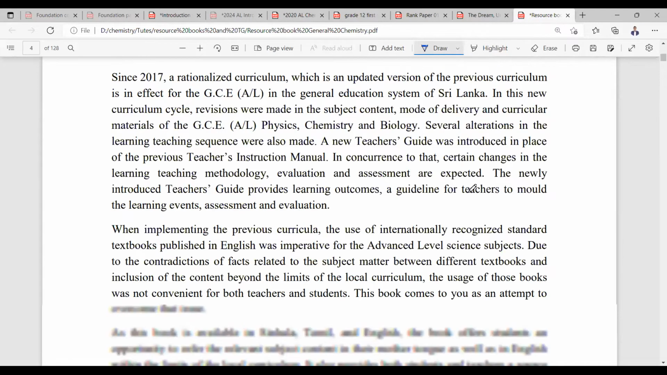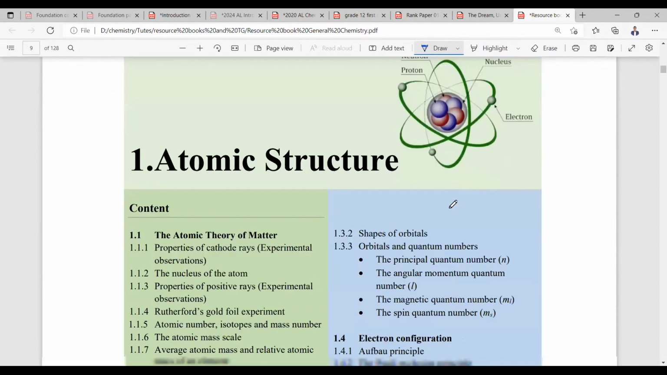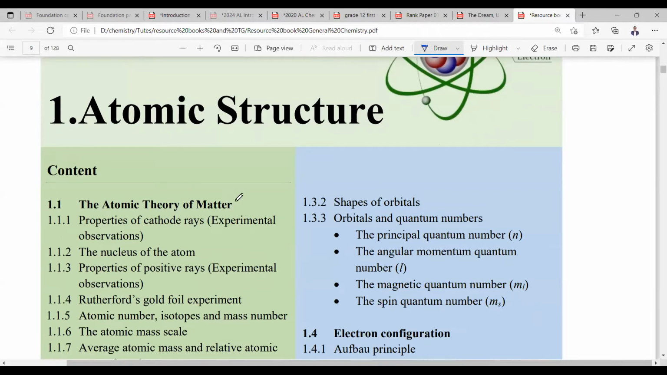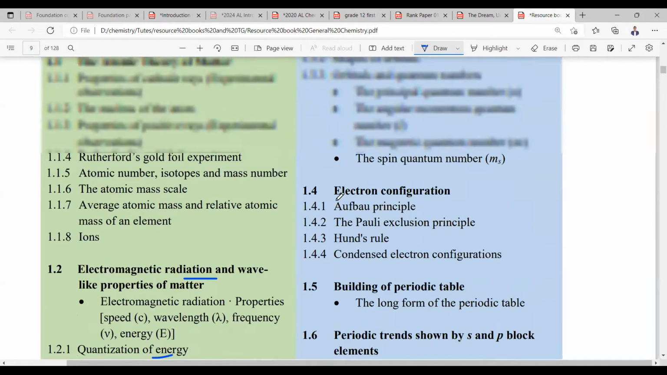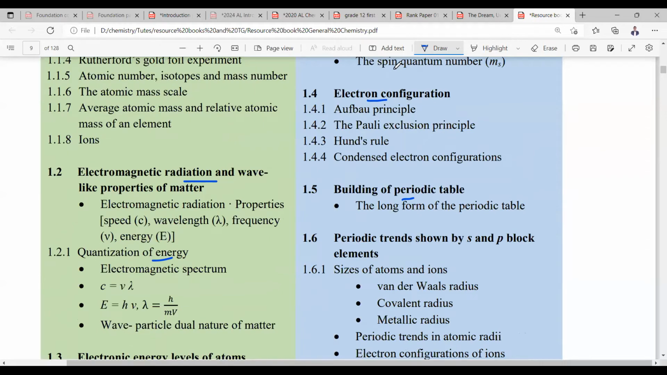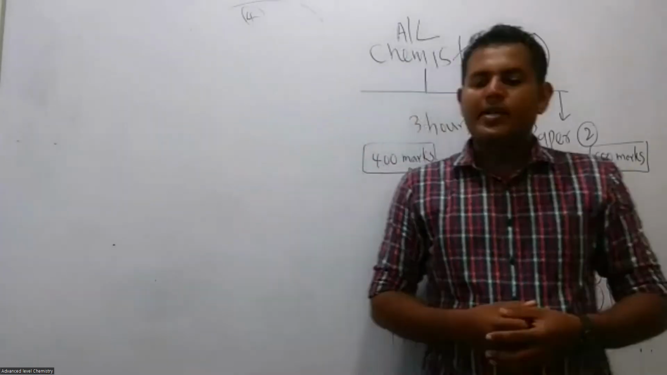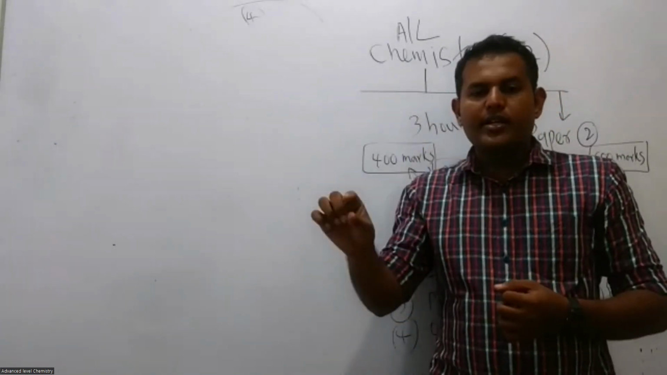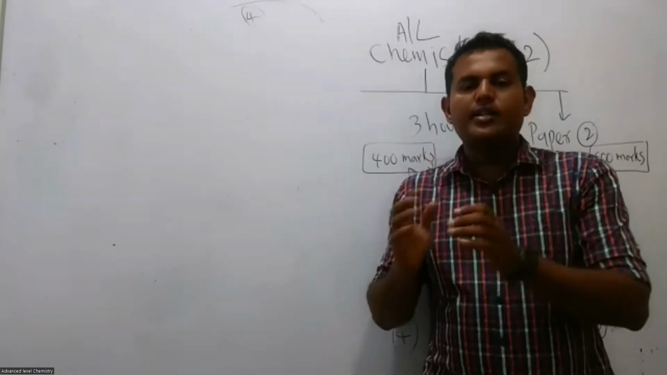Okay. So at the beginning, you can see there's a content. Atomic structure is the first unit, unit 1. Atomic theory, matter, electromagnetic radiation, quantization, energy levels, orbitals, electronic configuration, periodic table, likewise. So in our lesson, we'll be writing the content and discussing each and every topic from that content, and we'll be doing past paper questions and term test paper questions based on that topic.